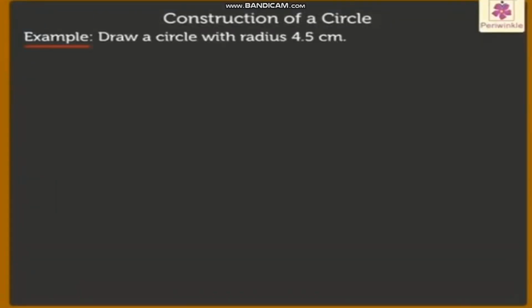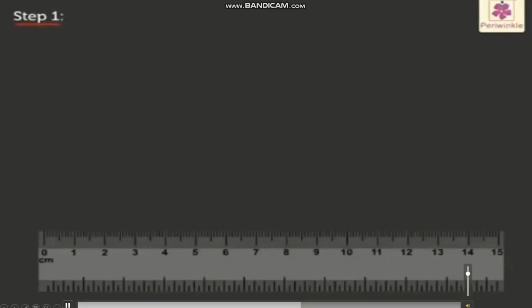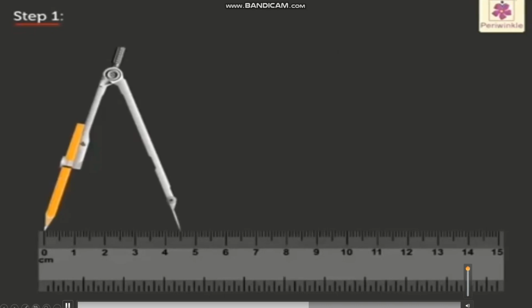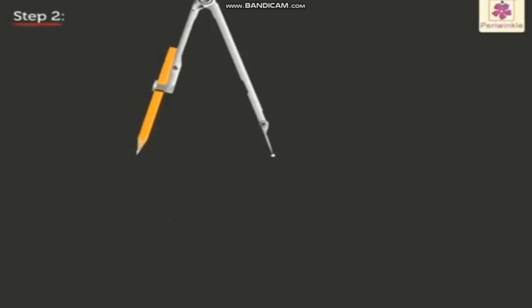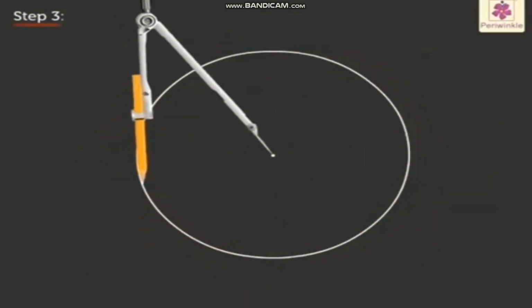Now, let's draw one more circle, but this time with a radius of 4.5 centimeters. Step 1. Use a ruler to set the distance between both the arms as 4.5 centimeters. Step 2. Place the point of the compass on a fixed point. Step 3. Move the pencil arm around to draw the circle.